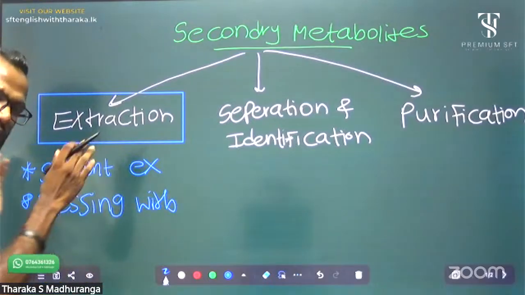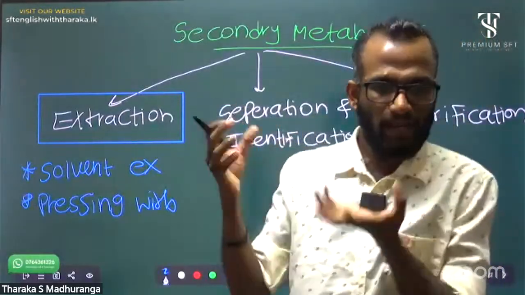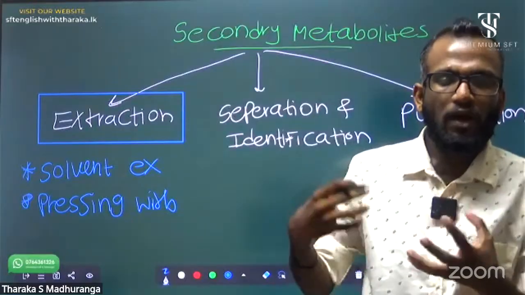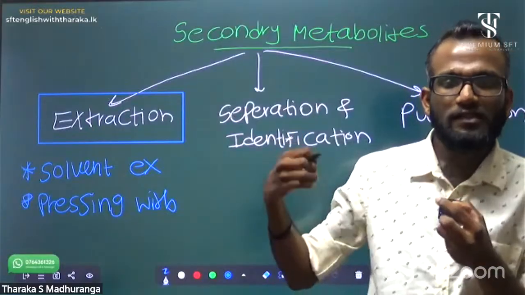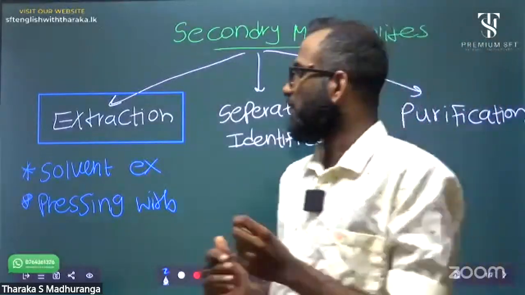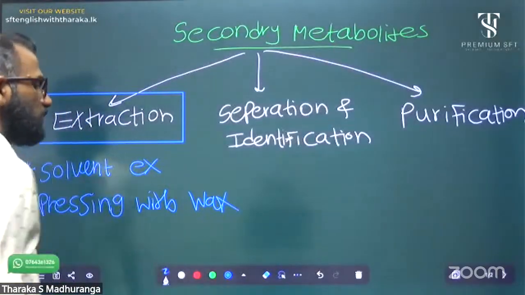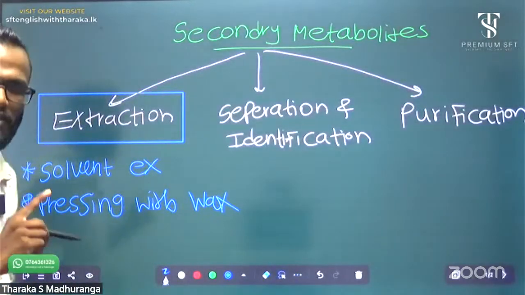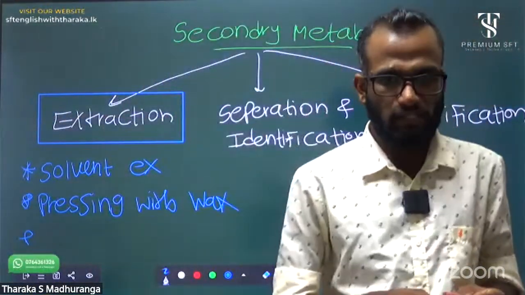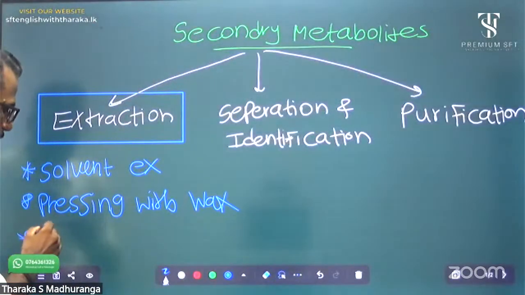Today I will explain one by one what the steps are, and I will give you real-time practical knowledge, how to use them, what the steps are, and what careful points you need to remember. Everything I will explain today. Pressing with wax is normally used for the essential oil extraction process. The final one, distillation.